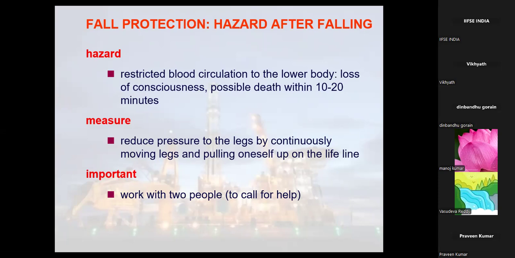Now, important: work with two people, call for help. Work with two people is called the buddy system. We don't allow working alone. Working alone is not allowed. That means for a high-risk job, at least two people should be there. If something happens to one person, then the other person can assist him or call for help. This is what we say, work with two people, or the buddy system.